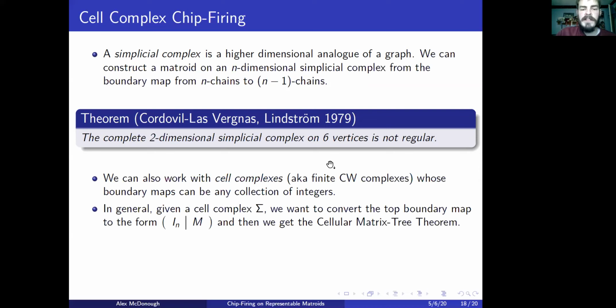So what we want to do is we start with a cell complex. We want to convert it to the form identity and then M if we can. We can't necessarily, and then convert it. So is there a question? I saw something pop up. There's a question in the chat.